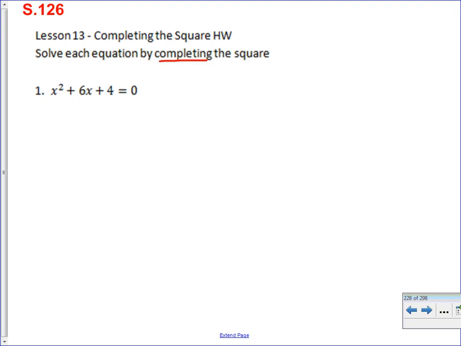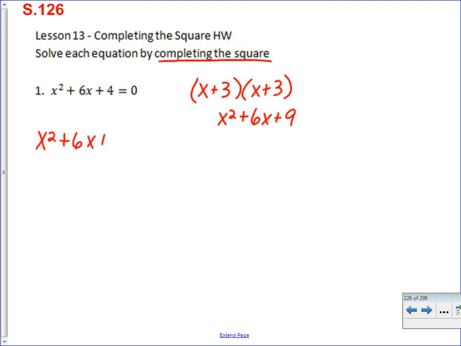So the very first thing I'm going to do is eyeball the first two terms. I'm going to take the b term, divide it in half, and think x plus 3 times x plus 3. When I FOIL that out, I get x squared plus 6x plus 9. So in order for me to complete this square, I need to add the positive 9. I still have the positive 4 from the original equation, and then I'm going to need to subtract 9 in order to stay in balance.